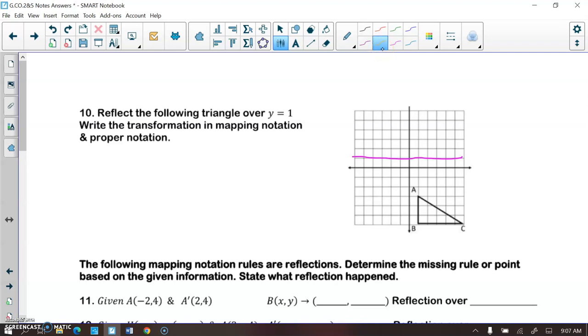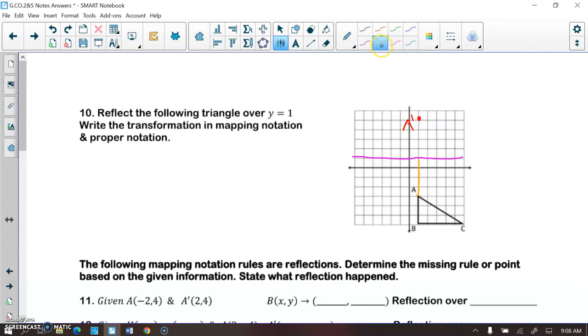Now, all we do is we count how many units each point is away from that line, and then we count that many units away on the other side. So letter A is 1, 2, 3, 4 units away from this line. So A prime would be 1, 2, 3, 4 units away on the other side. Now this is going to go off the graph, and that's okay.